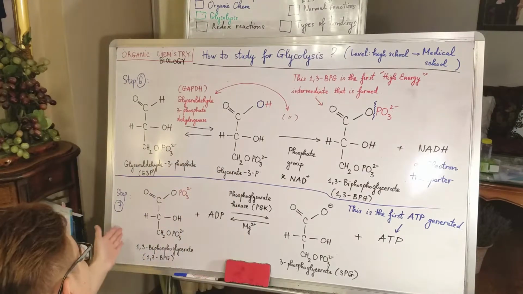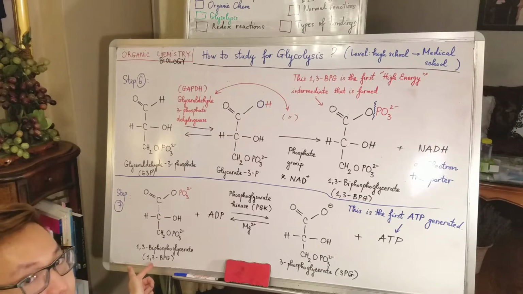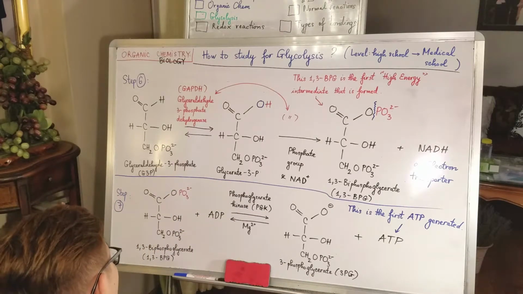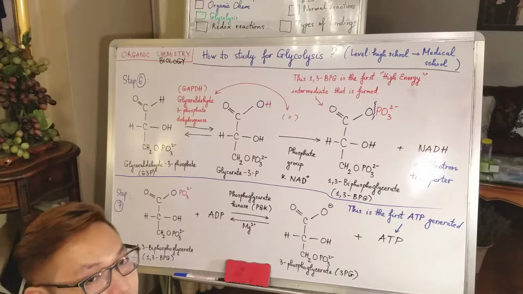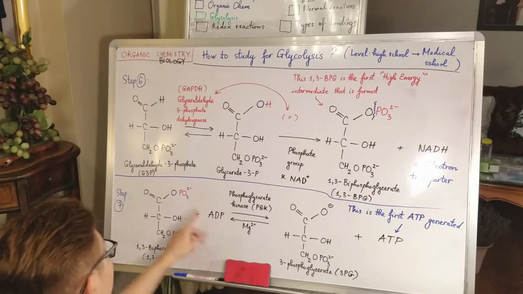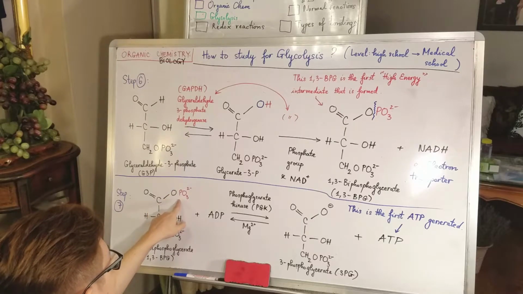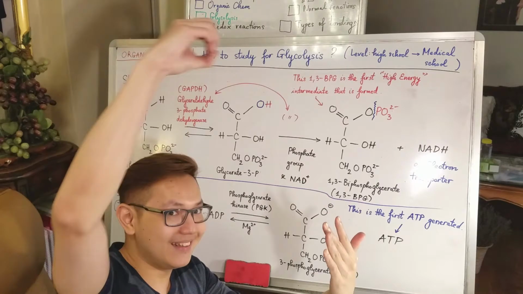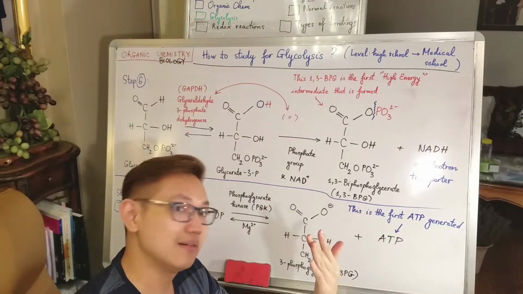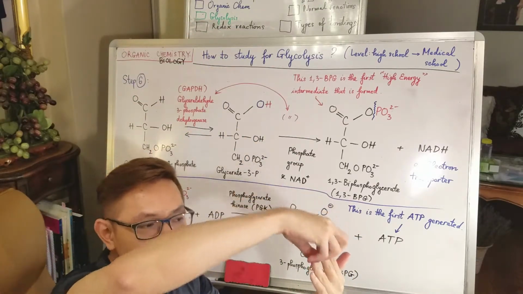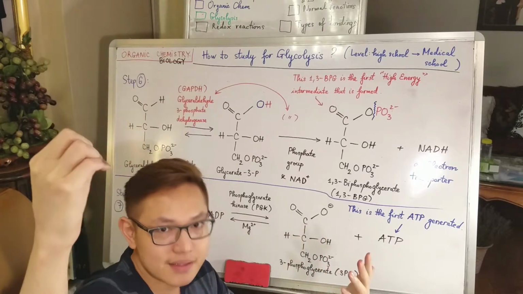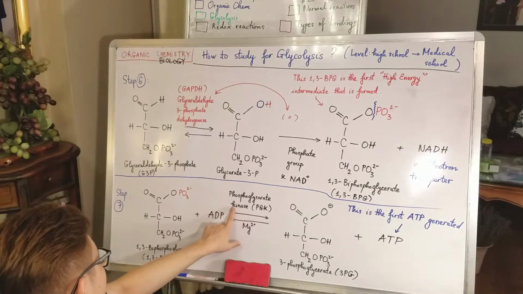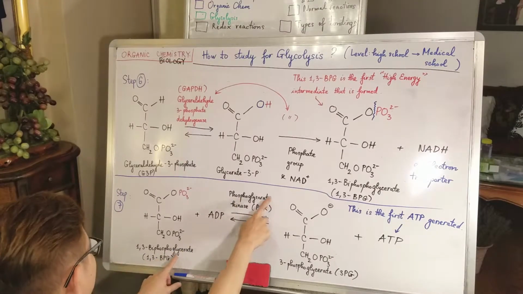Now, step 7 involves that 1,3-BPG being turned into 3-phosphoglycerate. So what happened here? Exactly what I told you before, removing of this phosphate group. When you put a phosphate group into something, you need a kinase. But when you want to remove that phosphate group, you also need a kinase as well. So here, a kinase enzyme that acts on the phosphoglycerate. There you go.